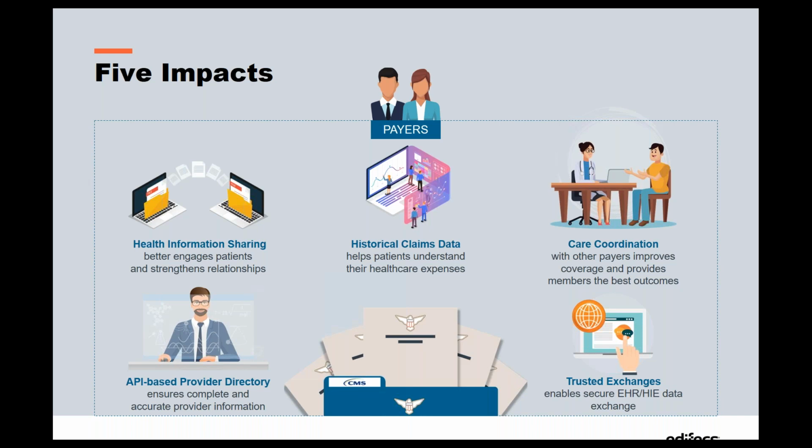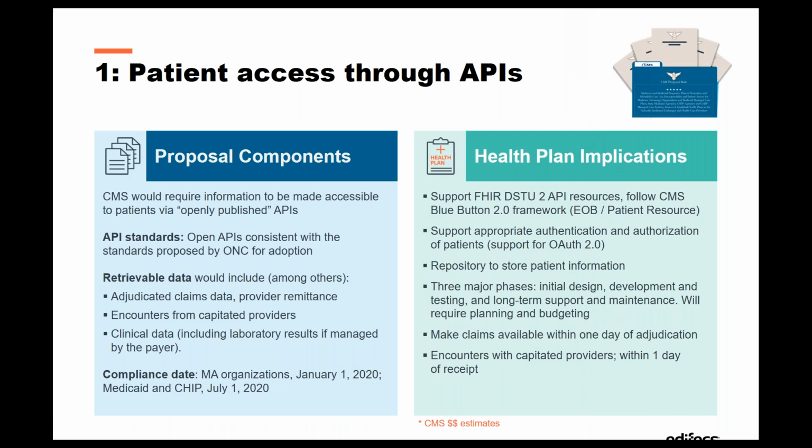So let's move through these real quick. From the patient access APIs, CMS is requiring that you publish your APIs, making sure that they're open, consistent with the standards. The data that's going to have to be available will be adjudicated claims, right? Provider remittance, encounters from capitated providers, clinical data. If you are storing lab data, you must be able to provide that. If you don't store lab data, then you don't have to, right? It's really the normal operation. If you're capturing it, you need to share it out.